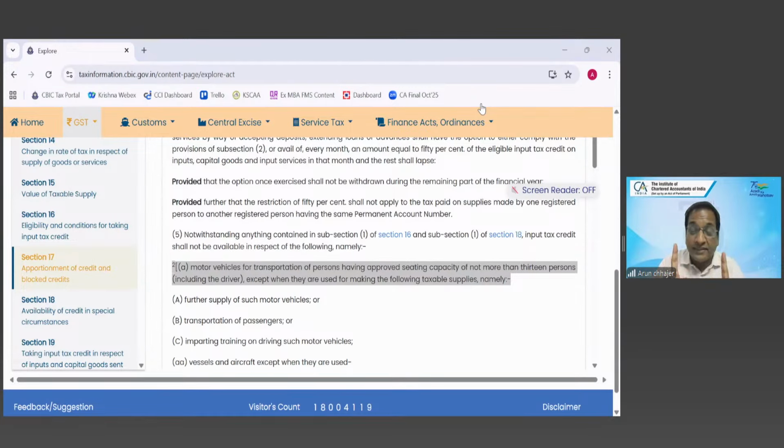क्लियर है ना? In the exam, if such a question comes that the seating capacity is 13, and you say it is allowed, then the entire question would be disturbed. Great.